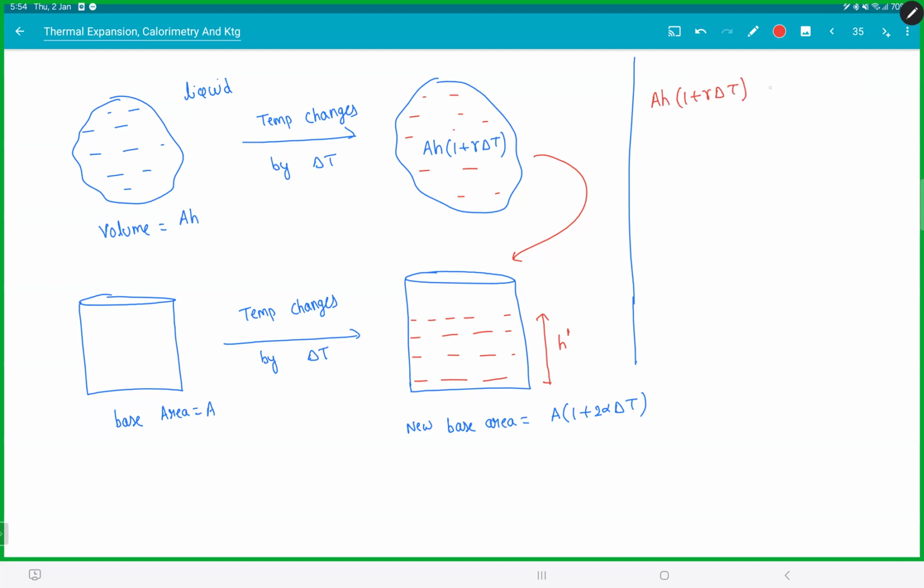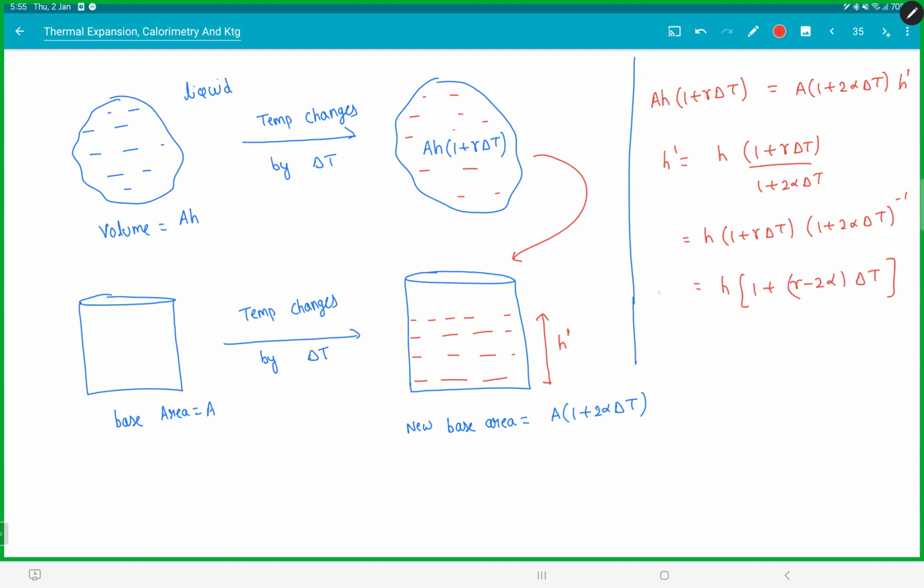You took this much liquid, and when you poured it in the container, it became A into 1 plus 2 alpha delta T into H dash. There, H dash is equal to H into 1 plus gamma delta T by 1 plus 2 alpha delta T. Now we can use binomial approximation. This will be H into 1 plus gamma delta T, into 1 plus 2 alpha delta T whole power minus 1. This is H into 1 plus gamma minus 2 alpha delta T. You can neglect the higher powers. This is your actual height.